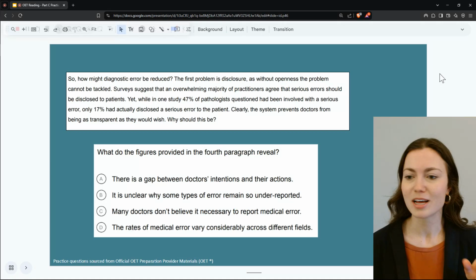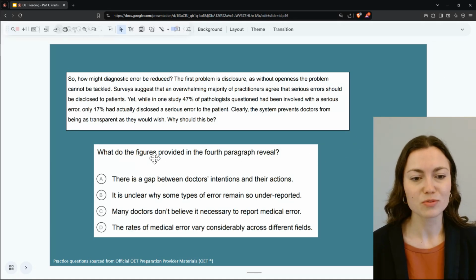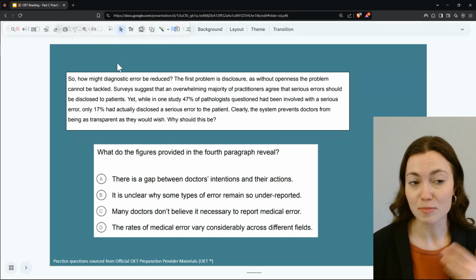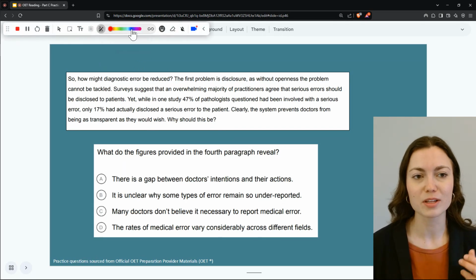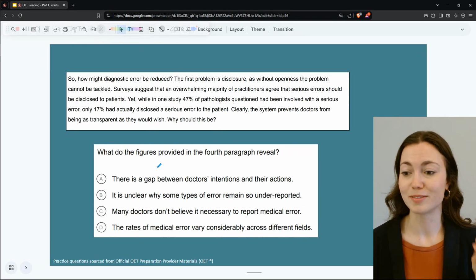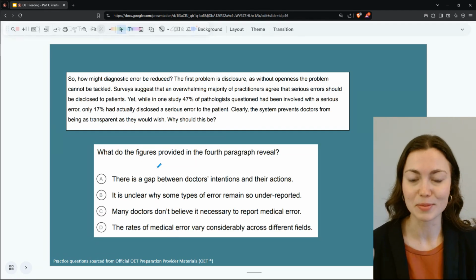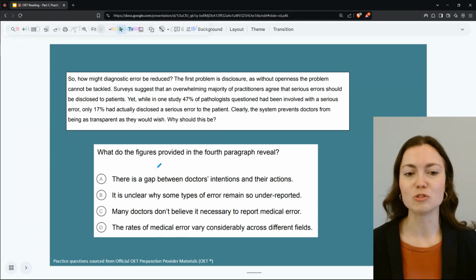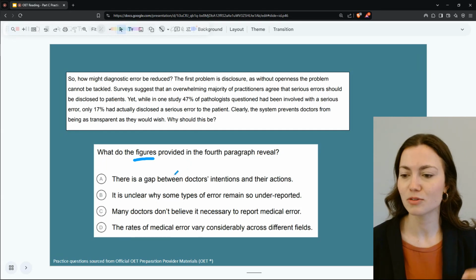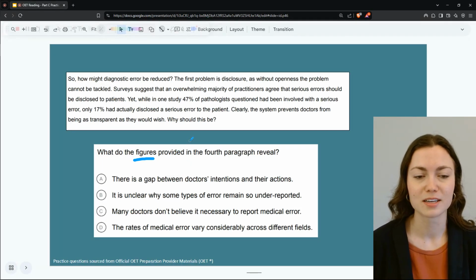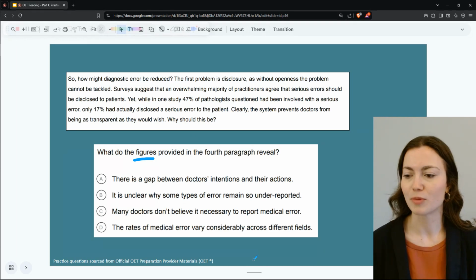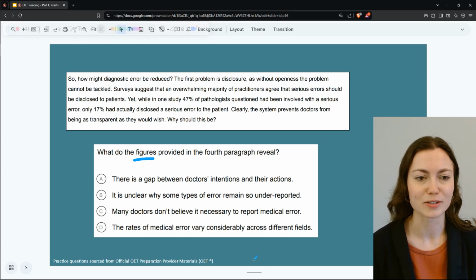So here we have a numbers question. What do the figures provided in the 4th paragraph reveal? I have to say, I personally love number questions because I feel you can pretty confidently go to the section of the paragraph that they're asking you about. So you go to the numbers, you look at what they're saying, and then you draw a conclusion from it. The approach to these number questions tends to remain quite similar across our texts. So pause the video, read the text, look at your options, select the best answer, and when you're ready, we'll go through that explanation together.